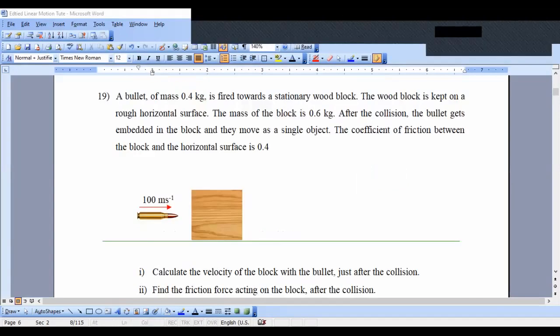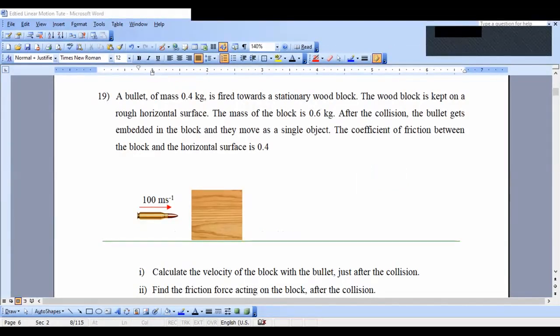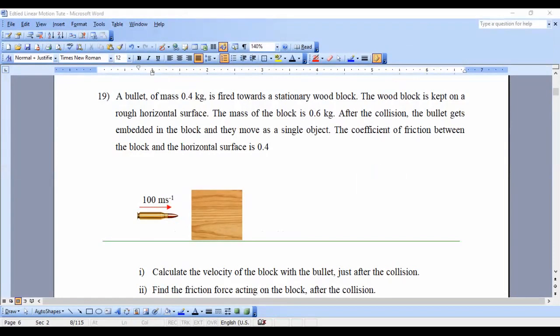Question number 19. Let me read. A bullet of mass 0.4 kilogram is fired towards a stationary wood block. The wood block is kept on a rough horizontal surface. The mass of the block is 0.6 kilogram. After the collision, the bullet gets embedded in the block. They move as a single object. The coefficient of friction between the block and the horizontal surface is 0.4. Calculate the velocity of the block with the bullet just after the collision.